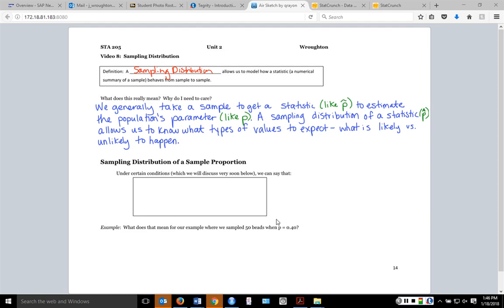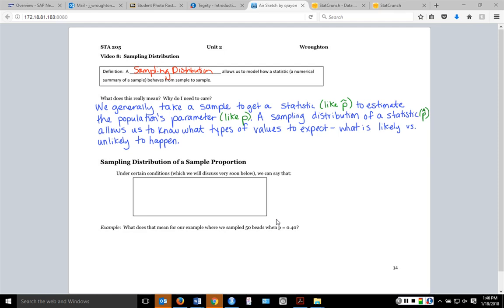And I already wrote this out so I could explain more than focus on writing it at the same time. Our goal here is that we generally take a sample to get some statistic like p hat to estimate the population's parameter like p. Thinking about my big bucket of beads, it had black and yellow beads in it, and maybe I don't know what percent of them are black. So I'm going to take a sample, maybe pull out 50 beads, figure out what percentage of those 50 beads are black, and my goal is to estimate what percent of all the beads in there are black.